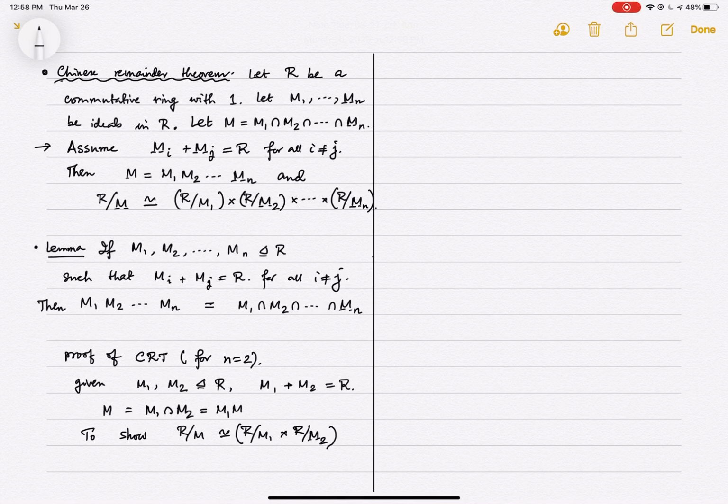The lemma, at least the part that we proved, says that the intersection is the same as the product. So I want to give a map from R mod M to this quotient, and you never give this directly, you always give a map from R. Do I know a map from R to this product? Yes, I do, because I know a natural map from R to R mod M1 and a natural map from R to R mod M2, and I can put them together and get a map from R to this product. Let's write that out.